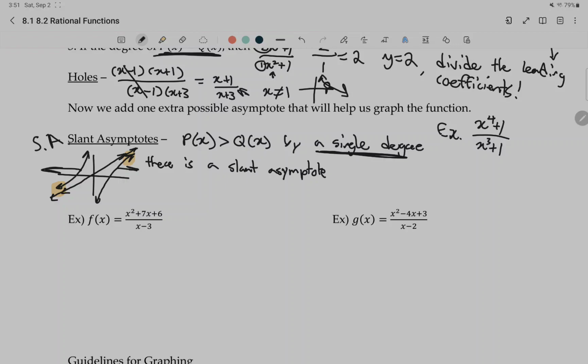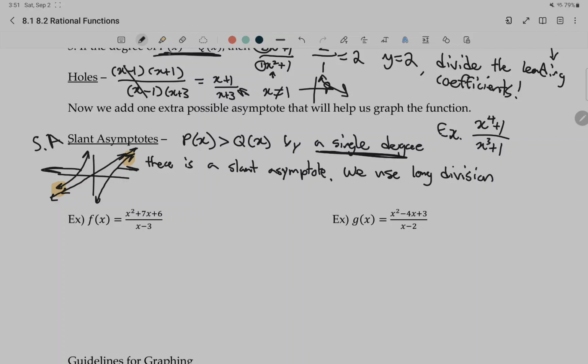So now the question is, how do we find this slant asymptote? And the answer is we use long division. And then after using this long division, we just take the equation that comes out, and that is the slant asymptote.